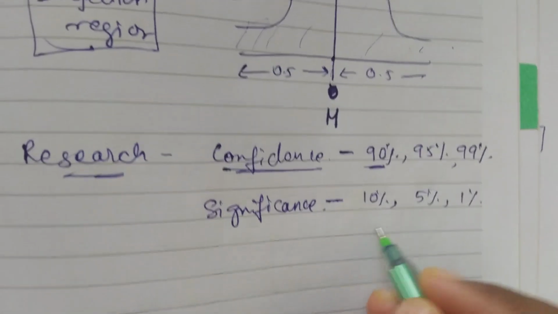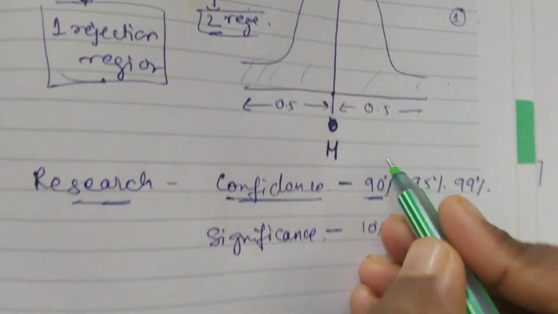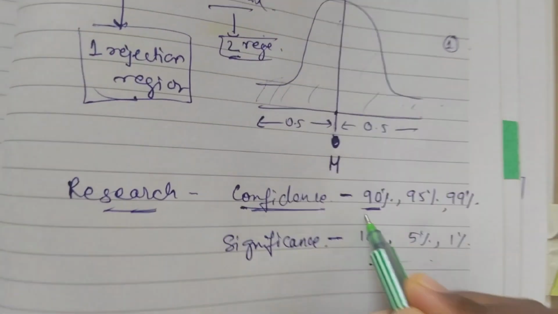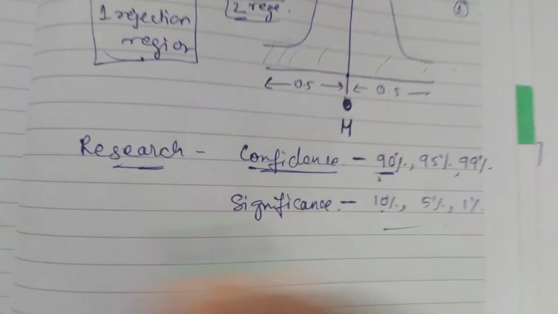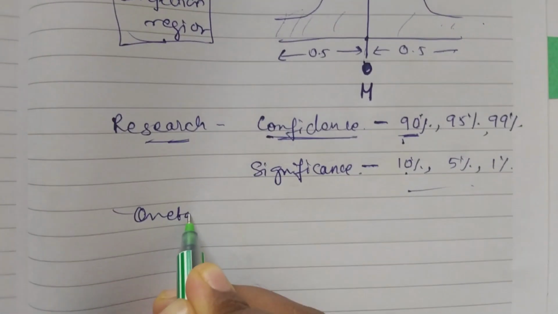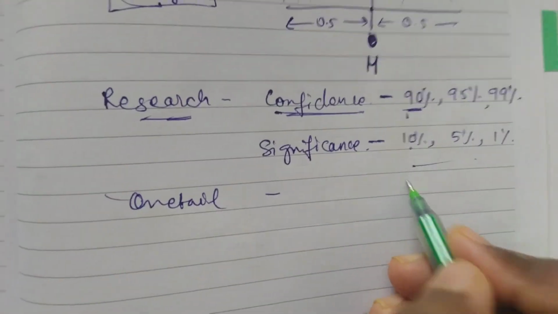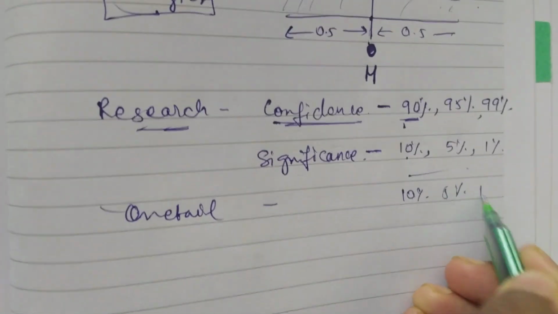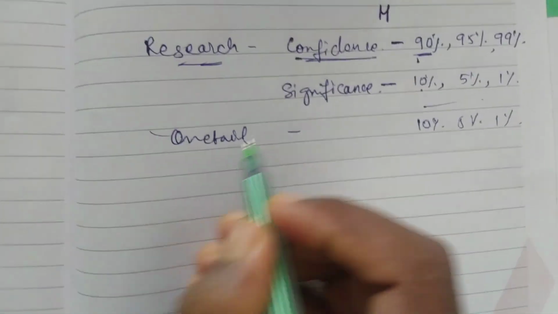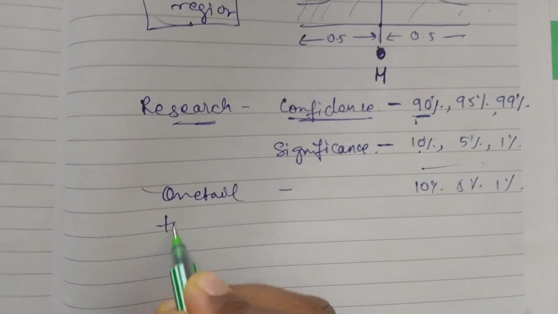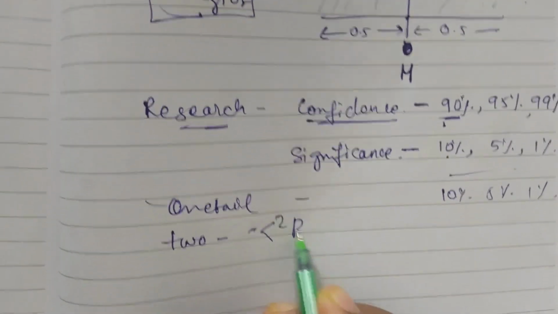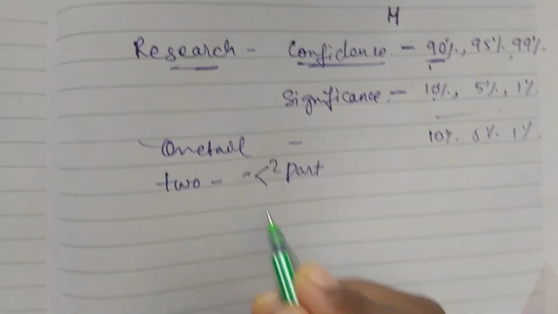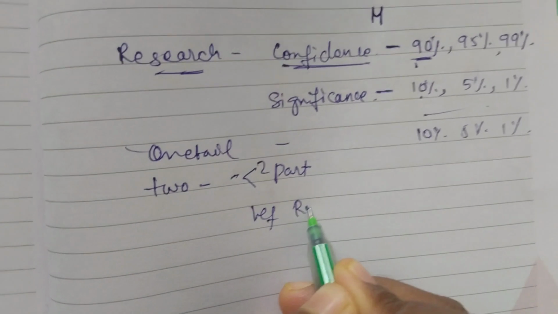So now we got what the significance level is. In total it will make 100%. Like if 90% he is sure, then 10% is the significance level. So for one tail we will write the significance level like 10%, 5%, 1% as it is. But in two tail, it is divided into two parts. One part is on the left side and another part is on the right side.